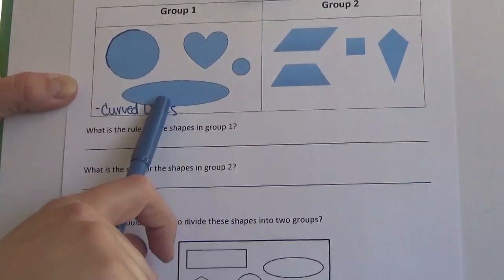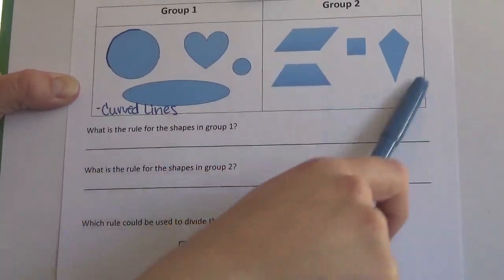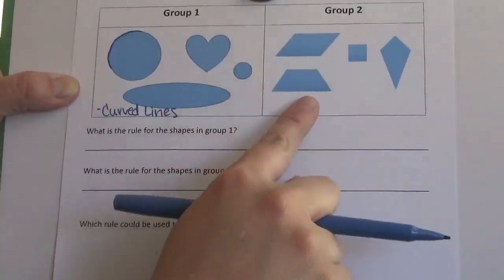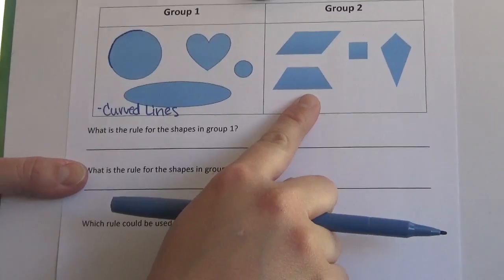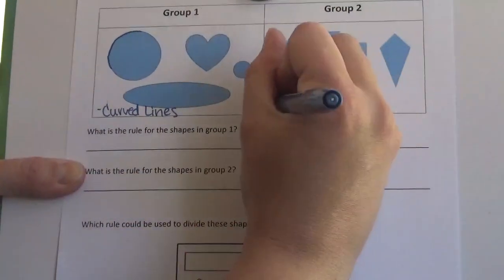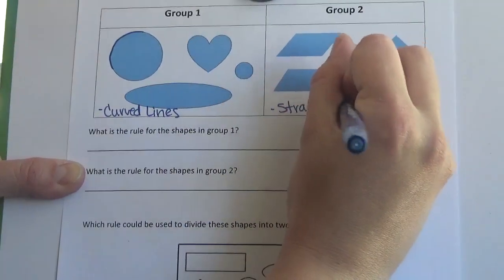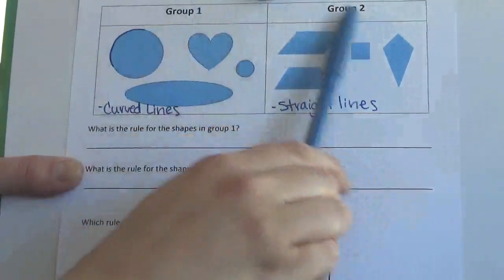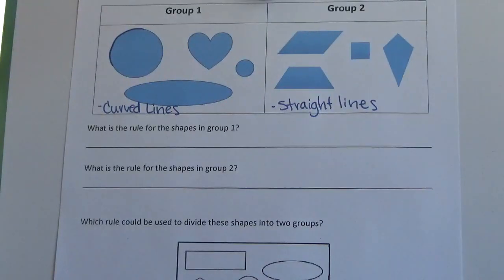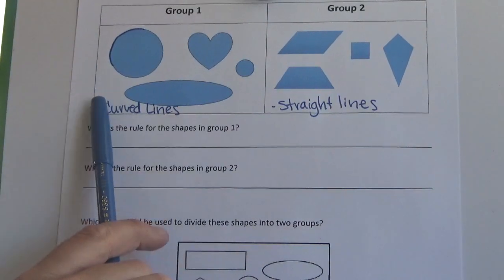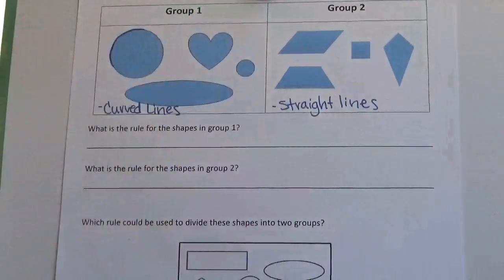So I'm going to write that down here. Now, if these shapes have curved lines, let's take a look at the lines over here in group 2. Are these shapes curved lines? No. These are straight lines. So I think whoever sorted these 2 shapes, they did so by the type of line. Curved lines over here and straight lines in group 2.